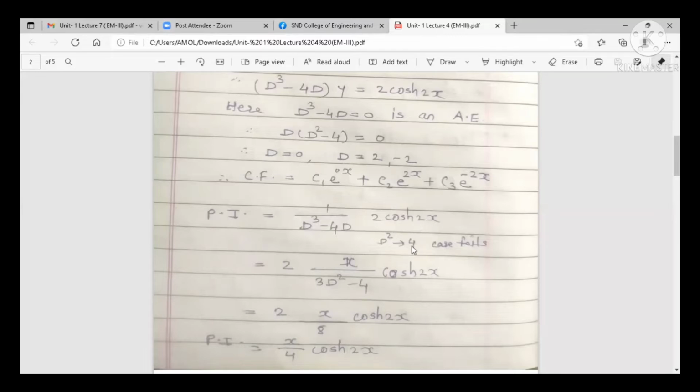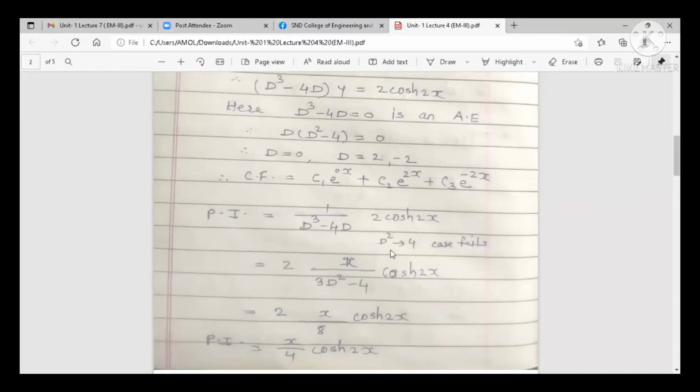The square of 2 is 4. So replace that D square term by a square, meaning D square by 4. If we replace that D square by 4, so this is D cube. So we can split D cube as D into D square, and the value of D square is 4. So this term will be 4D, and the second term is also 4D, and subtraction is there. So 4D minus 4D is 0, a case of failure. So this 2 is a constant, so write it down as it is.